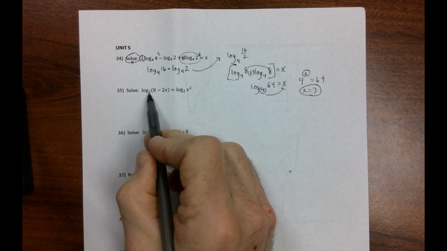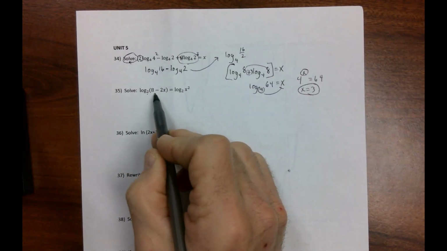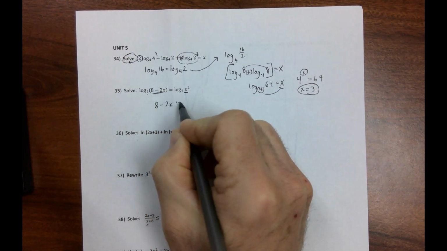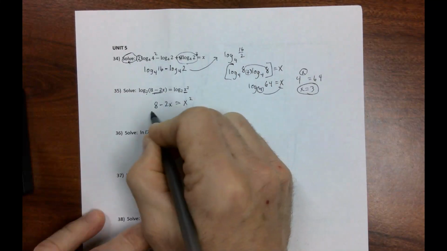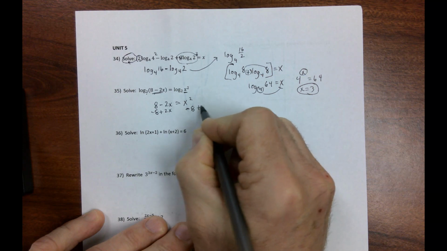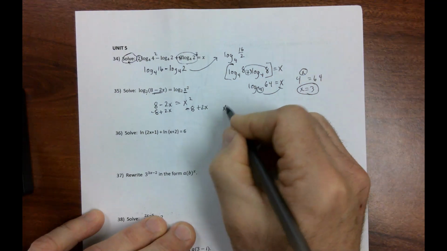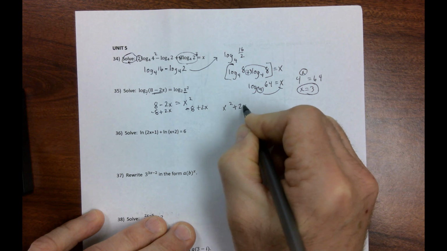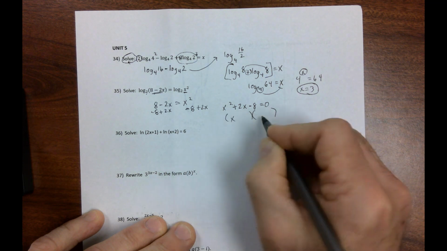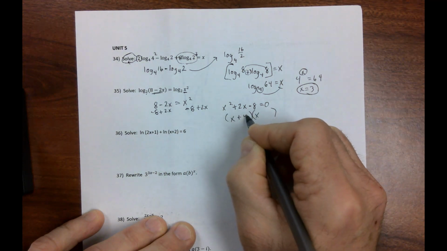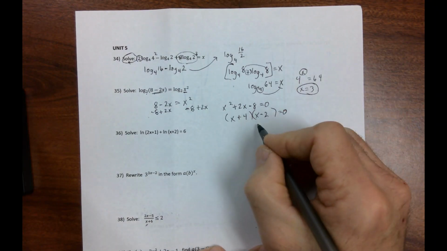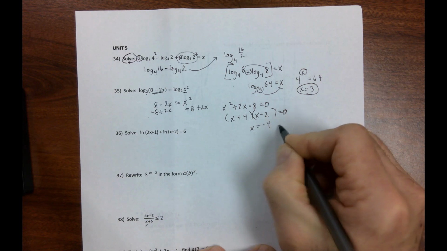Notice log base 2, log base 2. We got logs on both sides, which means this stuff has to equal this stuff. So 8 minus 2x has to equal x squared. I'm going to bring all of this over, rearrange it, so I get x squared plus 2x minus 8 equals 0. And I can see that this one happens to be factorable. x plus 4, x minus 2 equals 0. So I see that x can be negative 4 or 2.